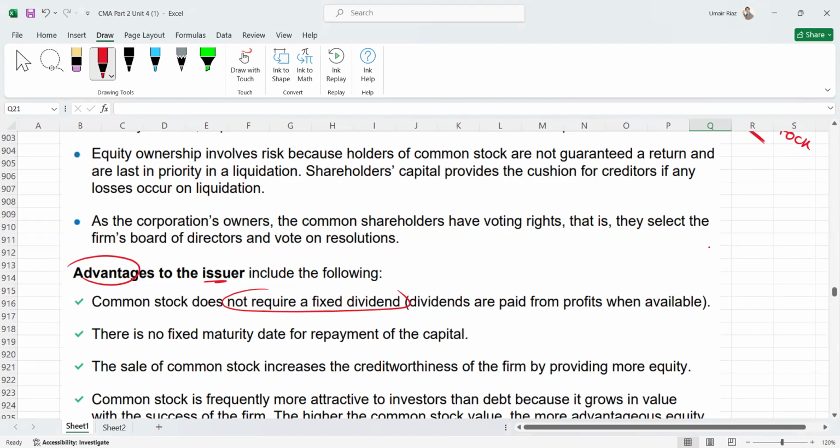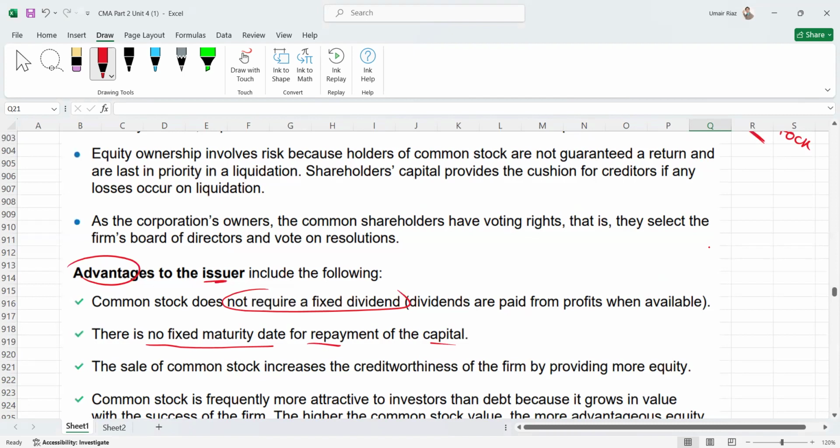Second advantage, there is no fixed maturity date for the repayment of capital. As I told you, common stocks are irredeemable. As an investor, if you invest in the common stock and you wish to sell those stocks, you cannot force the company to buy back. No. You have to find another investor and sell your stocks to him.